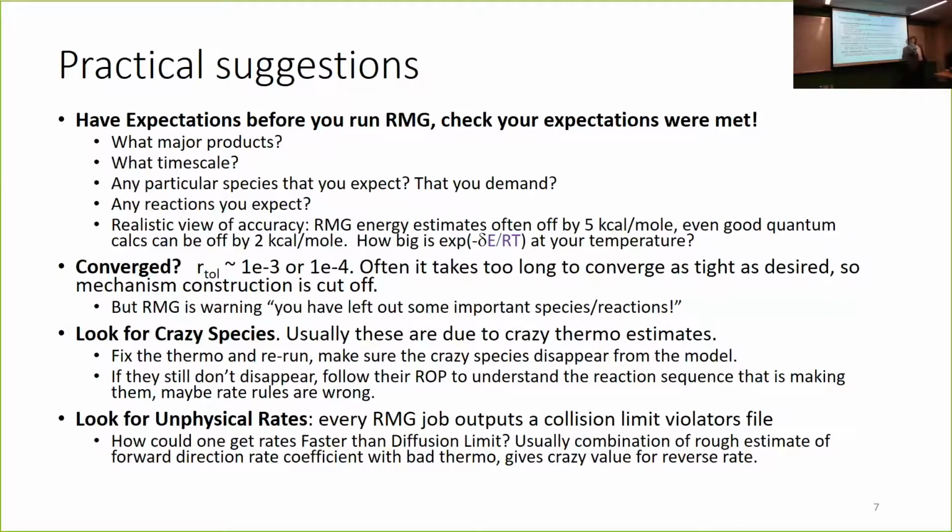And then if you put those two together to get the rate in the reverse direction, then oftentimes it turns out to be faster than the collision limit, because of the way the equilibrium constant comes into the reverse reaction calculation. So very commonly, this is another manifestation of crazy thermo, and it fixes the same way as you would for crazy species. If you think the thermo is right and it's still doing this, again, it'd be worthwhile to have a conversation with somebody in the RMG developers just to figure out what happened, because it's important to fix these things.